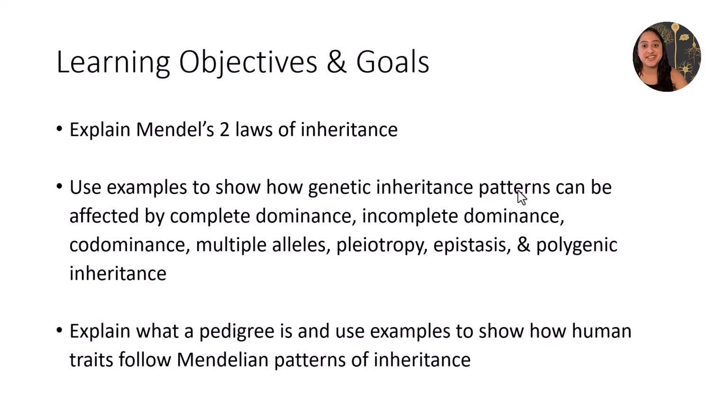Okay, so that is everything, four parts. Hopefully this is what you can do by the end of studying this lecture: be able to explain Mendel's two laws of inheritance, and use examples to show how genetic inheritance patterns can be affected by complete dominance for sure. And then also maybe a little bit of the other stuff too, like incomplete dominance, codominance, multiple alleles, pleiotropy, epistasis, and polygenic inheritance. And be able to explain what a pedigree is and use examples to show how human traits can follow Mendelian patterns of inheritance.